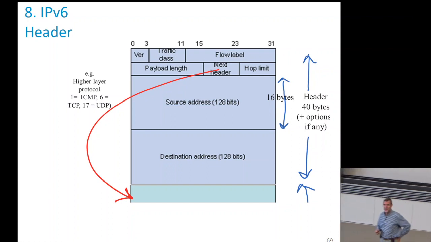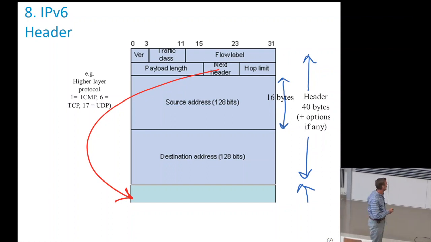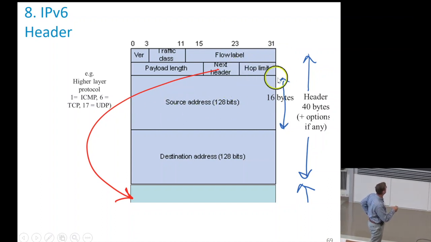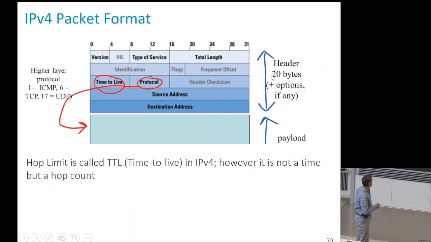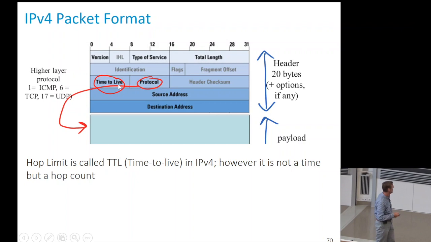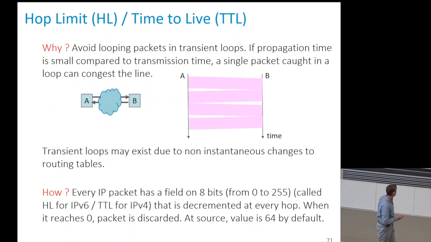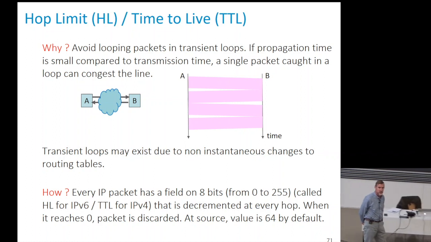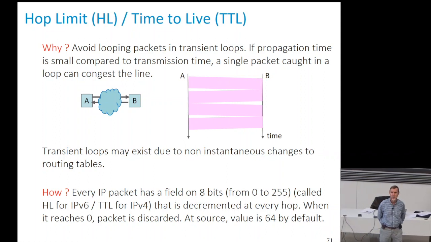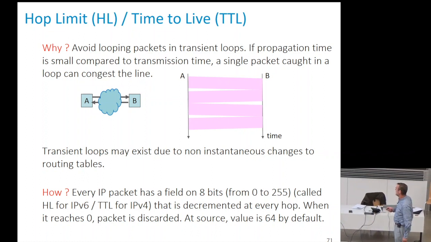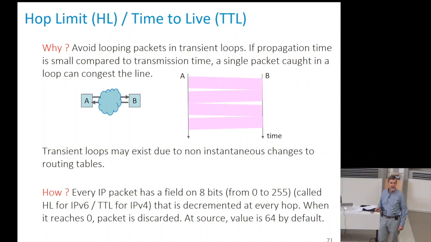One last thing we will discuss about the IP layer today is this field here, which is called the hop limit in IPv6, and TTL, time to live, in IPv4. What is that? It's an integer that is decremented by 1 whenever a packet is routed. And the idea is to have a safeguard against loops.